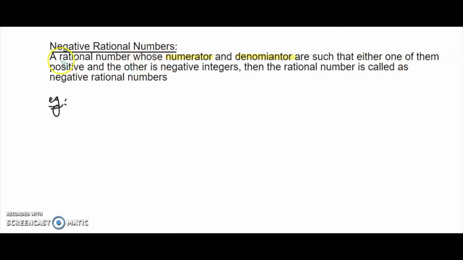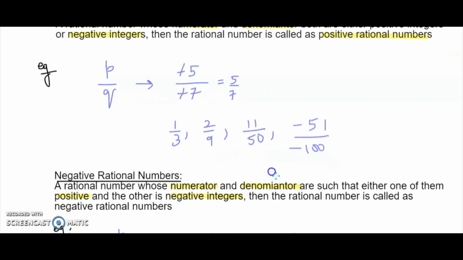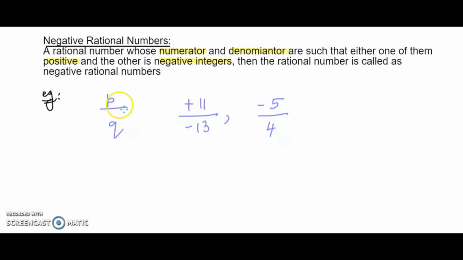Whereas when you're talking about a negative rational number, then for the numerator or the denominator, any one of them should be positive, then the other will be negative. So in p by q form, if I take my numerator as a positive 11, then my denominator should be negative. If my numerator is negative, my denominator should be positive. Either one of them should be negative, then we are representing a negative rational number. For a positive rational number, both the numerator and the denominator should be positive or both should be negative, whereas for a negative rational number, either the numerator or the denominator should be negative.